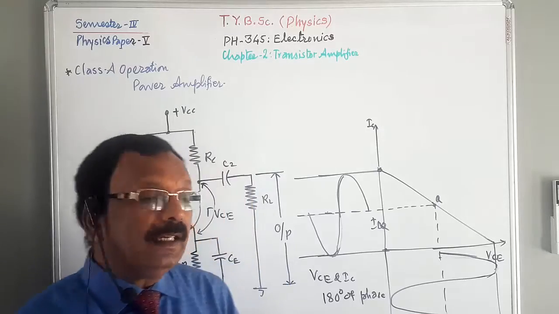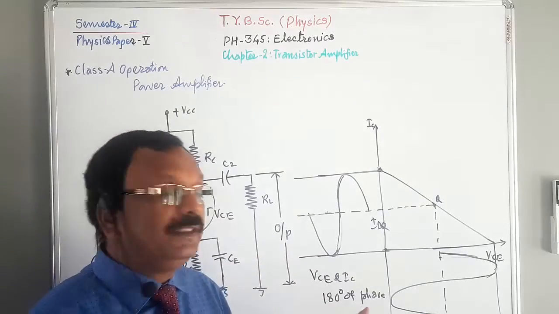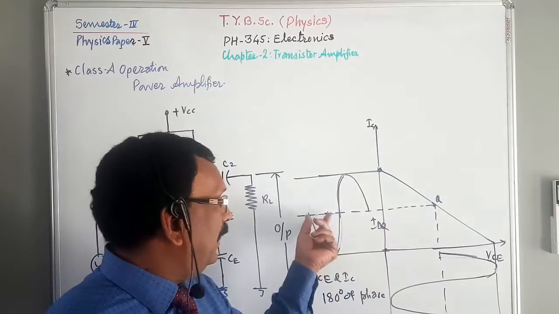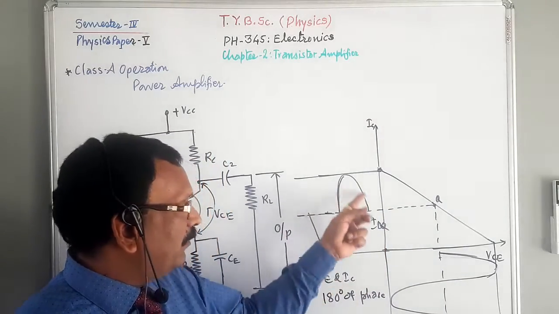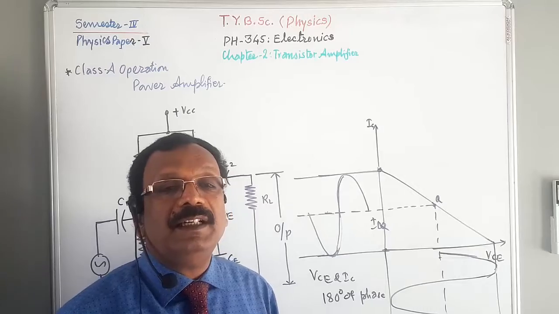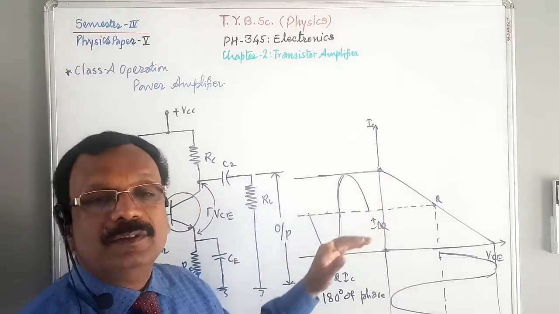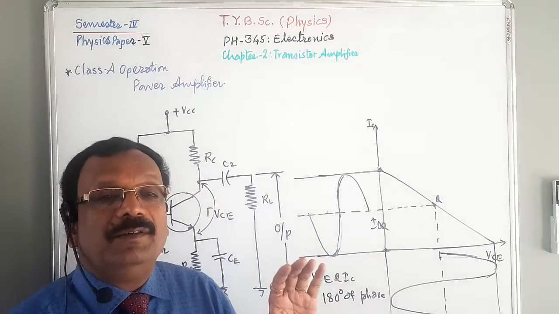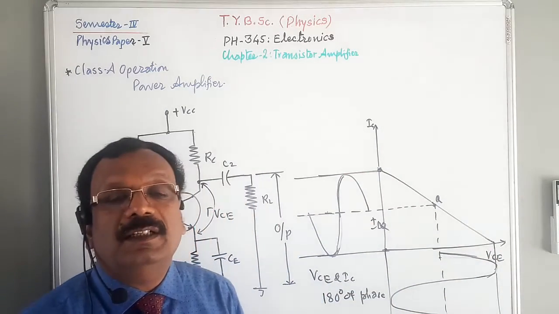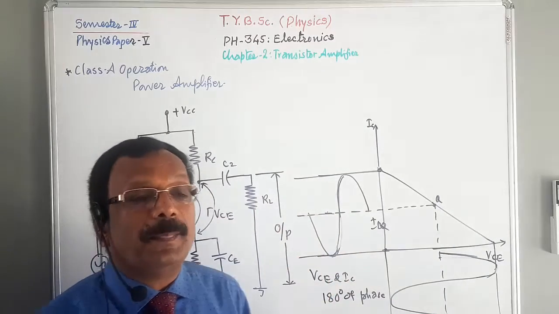In class A operation, the transistor remains in the active region for the whole cycle, that is through 360 degrees, 180 plus 180. All the time for this signal, the transistor remains active and never enters the saturation or cutoff region. The transistor conducts for the complete cycle of AC in this way.